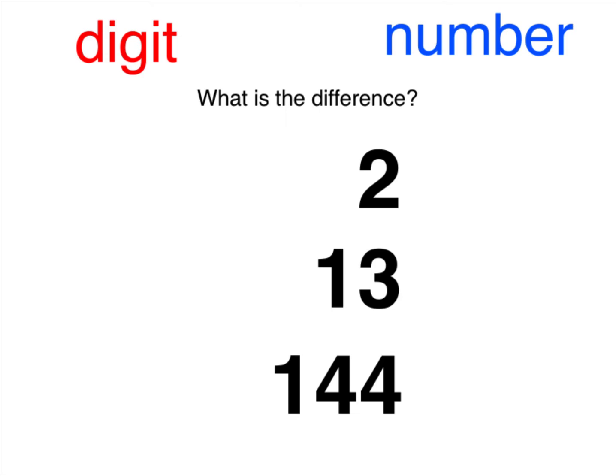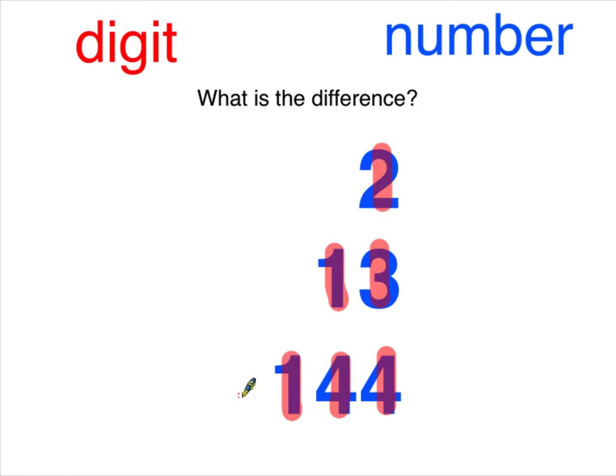So the first thing we need to talk about are numbers. What is the difference between a digit and a number? Well, these are numbers. 2 is a number, 13 is a number, and 144 is a number. But numbers are made up of digits. The number 2 has 1 digit. The number 13 has 2 digits. And the number 144 has 3 digits. A 4, a 4, and a 1.